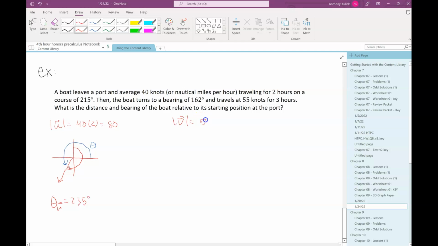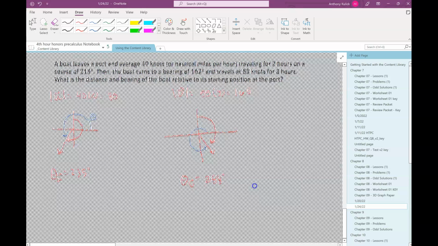My other vector has a magnitude of 165. Its bearing is 162, so it'd be like here. We want this one. So if that's 162, this little sliver has to be 18. So 270 plus 18 is 288.